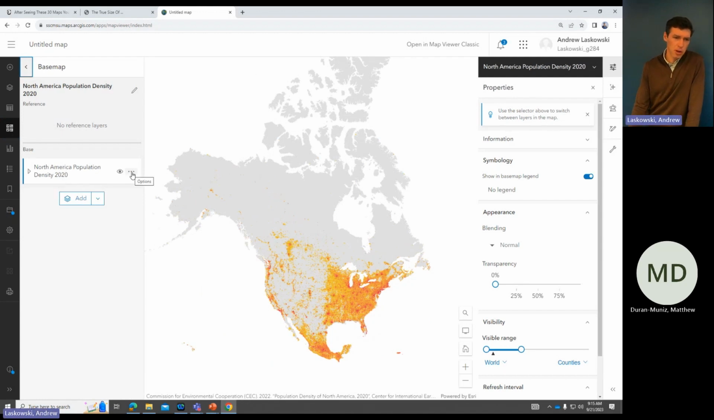Oh, and that's because the North American population density is actually a base map. So if I remove this, it'll go back to my other projection.